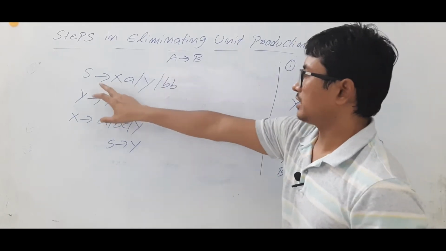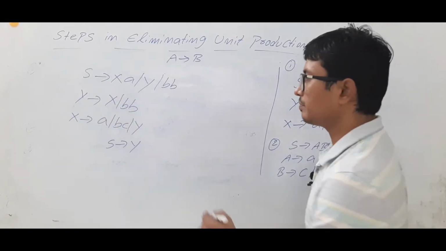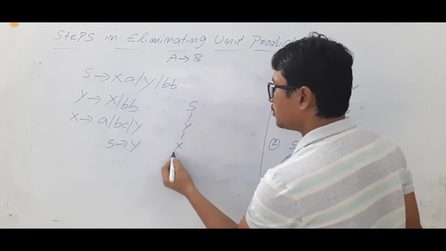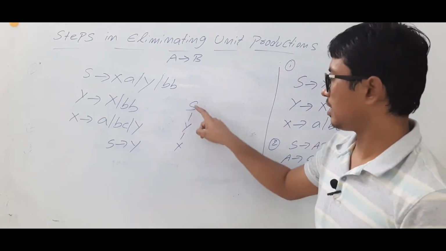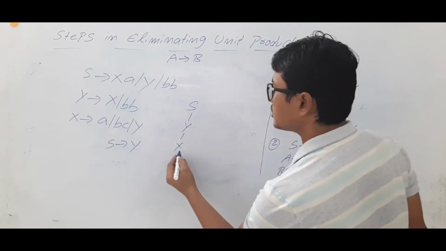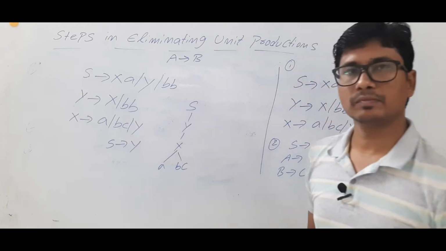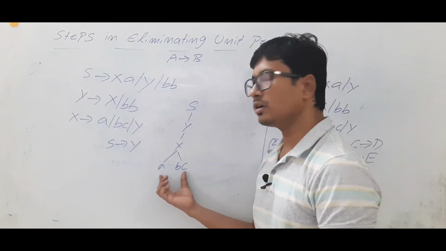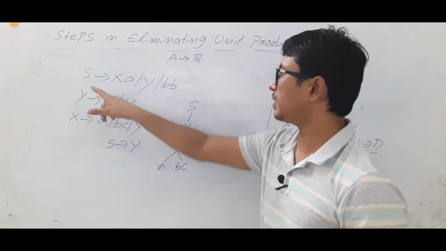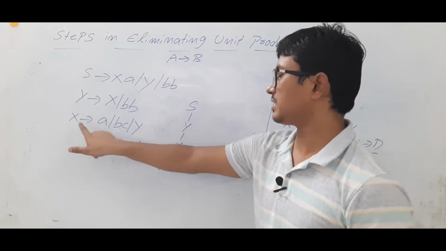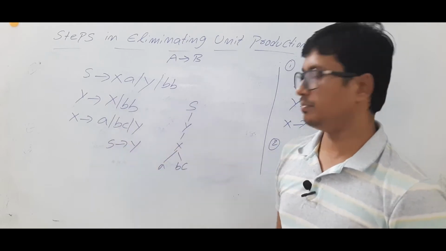Now we'll go for the next one. S determines Y only. If you see that S determines Y, Y is able to determine X. Are you able to understand? And then X is able to determine A and BC, the two terminals it is able to determine. Are you able to understand? S is determining Y, Y is determining X, X is determining A and BC.